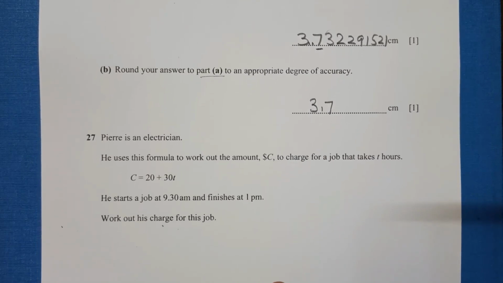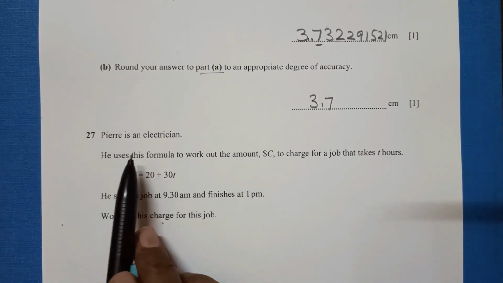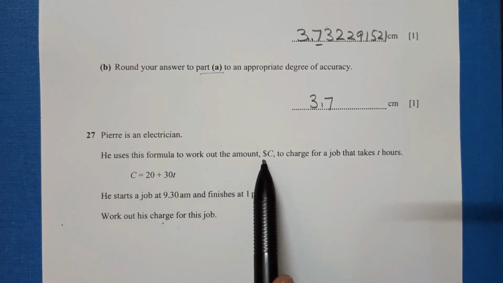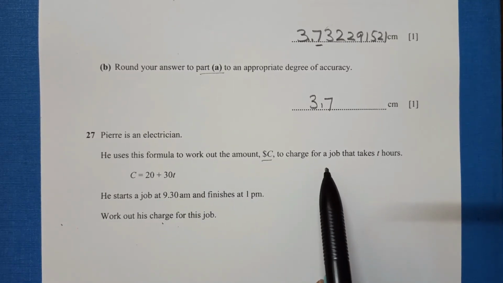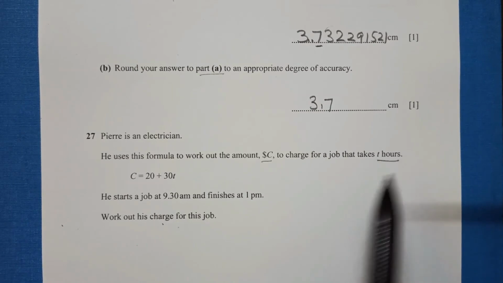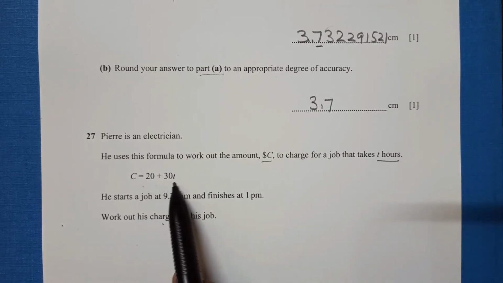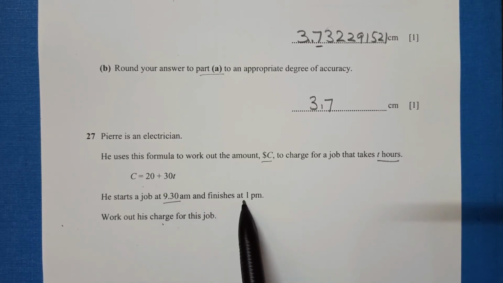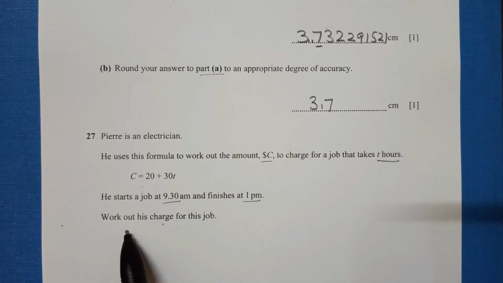Question 27. Pere is an electrician. He uses this formula to work out the amount $C to charge for a job that takes T hours. C is 20 plus 30 times T. He starts the job at 9:30 and finishes at 1. Work out his charge for this job.